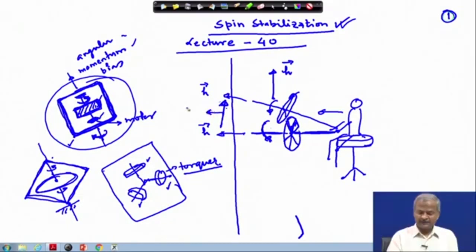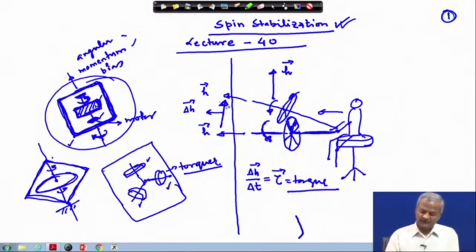And this is your delta H. So, we know that delta H by delta T is nothing but our torque. So, this implies that the change of this vector from this place to this place means a torque is applied along this direction.